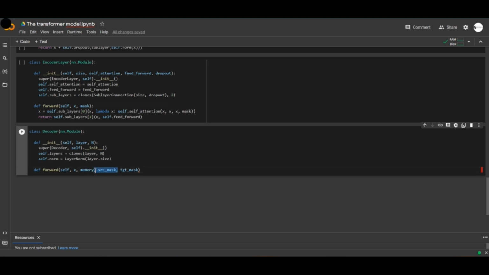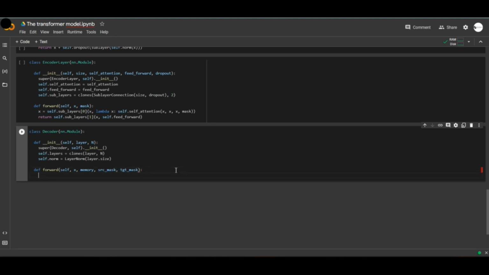We have the source mask. The source mask essentially is a binary mask that is used to mask certain positions within the source sequence from the memory, so that this prevents the decoder from using certain parts of the source sequence. Then the second thing we have here is the target mask. The target mask is also a binary mask, but it is within the decoder, so it masks out certain positions of the target sequence in the x tensor. I hope that makes sense how this works.